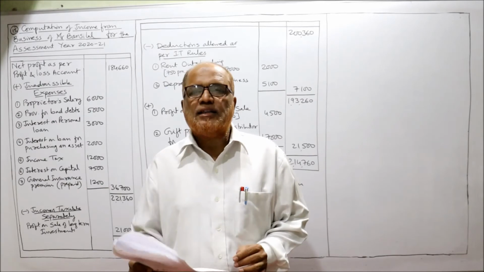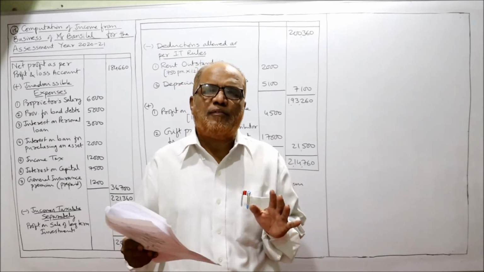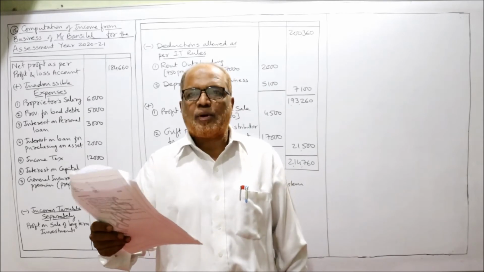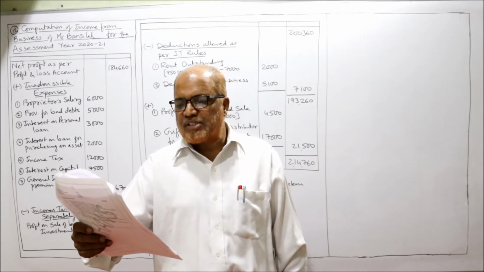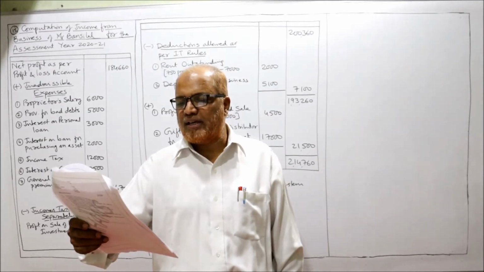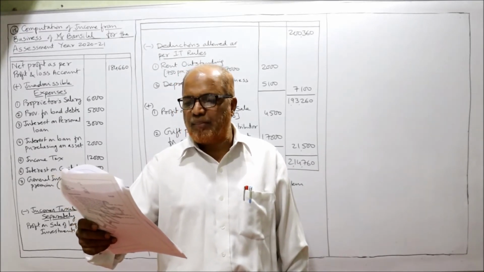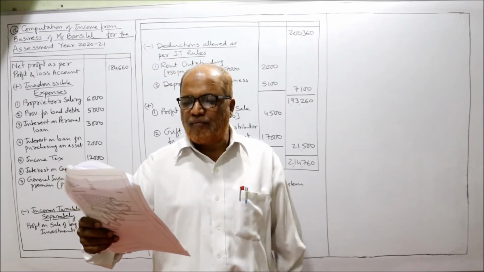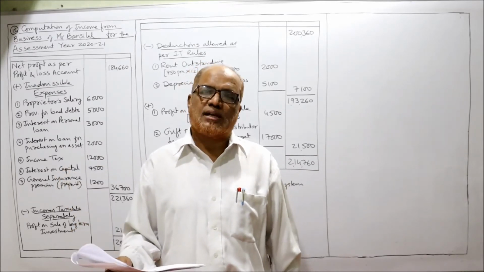Come on, now we'll start the last and final problem. Problem number 15 on profits and gains of business and profession. See the problem carefully. Profit and loss account of Mr. Bansi Lal for the year ending 31st March 2020 is as follows. Compute income from business and tax liability for the assessment year 2021. So we are given the profit and loss account.